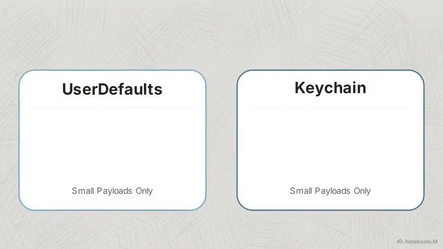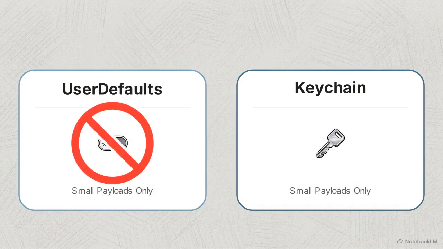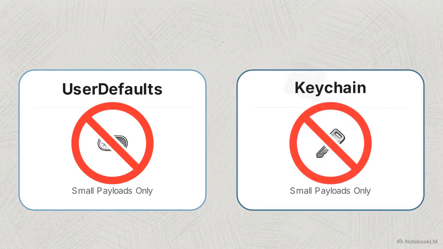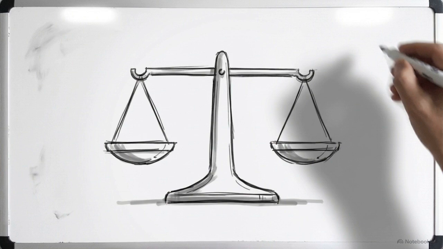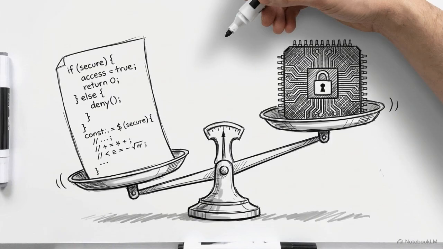To be clear, the choice between these two APIs has nothing to do with file size. Both are strictly engineered for small payloads. You shouldn't be stuffing large images or databases into either of them. The real architectural dilemma is a balancing act. You are weighing the frictionless read and write speed of UserDefaults against the essential protection of the keychain.